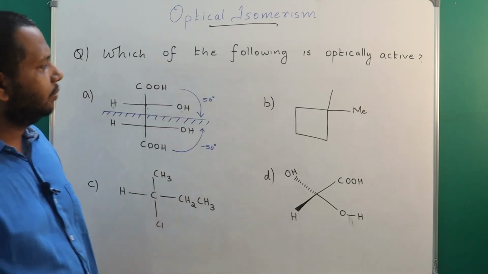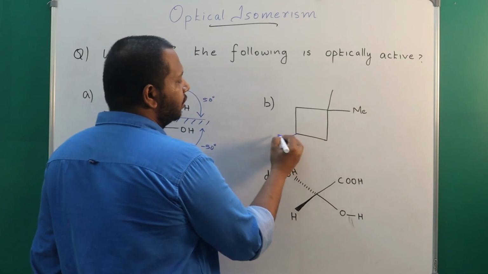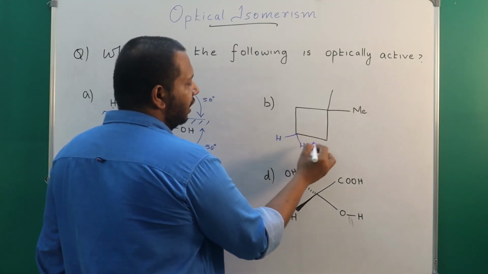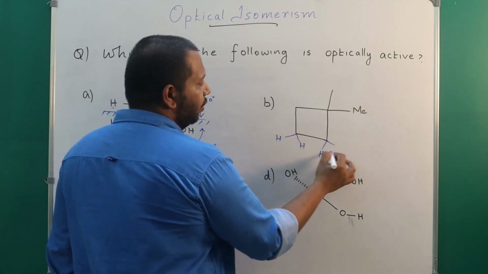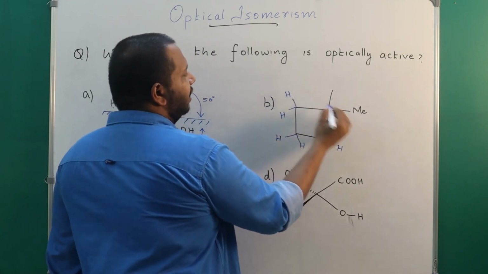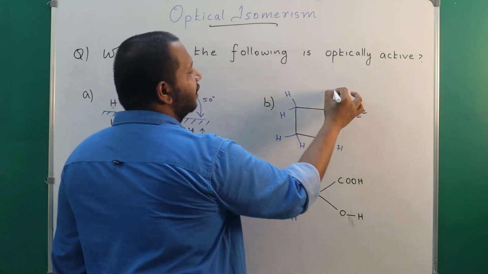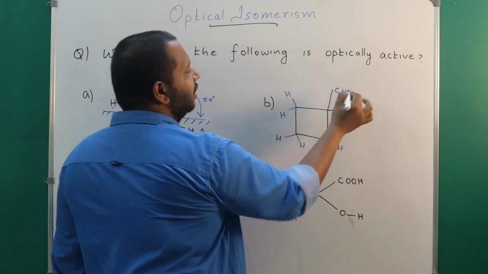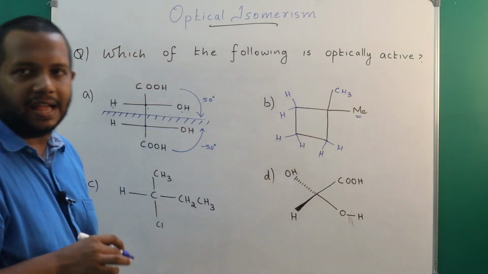Now next one, option B, if you see, we can see here both are hydrogen atoms, so not a chiral carbon. Here also both are hydrogen atoms, and here also both are hydrogen atoms, and here also we can see one is methyl and the other is free. That means it is also methyl. So that is also not optically active.